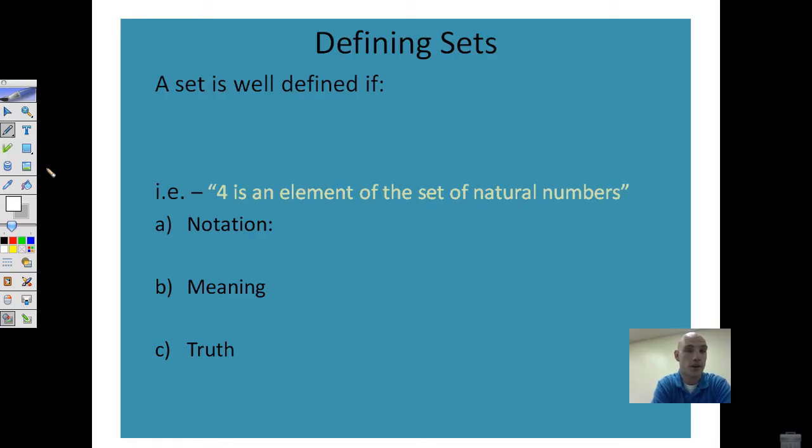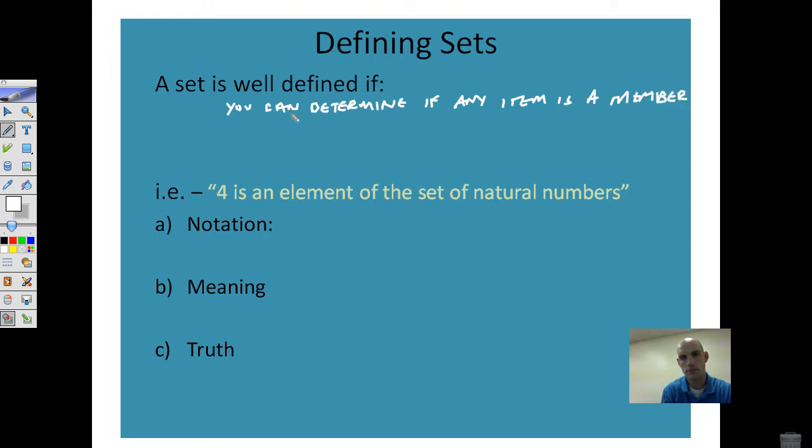Alright, this is the second part of sets. We're going to talk about how a set can be well defined, and we're going to talk about how we write out sets so that we can tell if something is a member of a set. A set would be well defined if you can determine if any item is a member of the set.